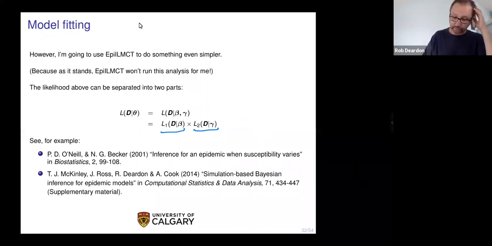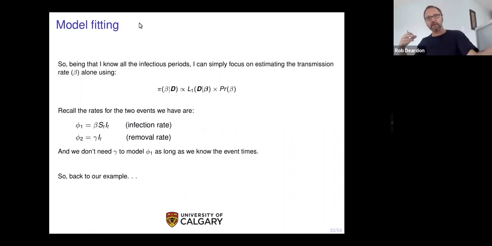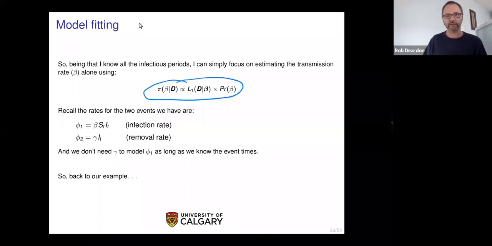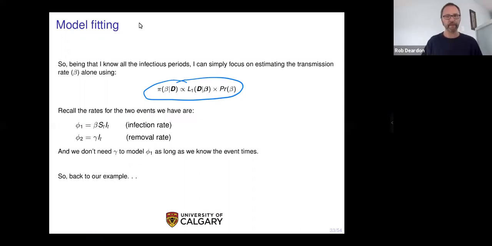So what I'm going to do using EpiILM is to separate those two analyses in two. I'll look at the transmission rate first, and then I'm going to look at the infectious period. So I'll start off by just concentrating on trying to estimate the transmission rate. In a Bayesian framework, I've got the posterior of beta, the transmission rate, which is proportional to its likelihood times the prior. And this is the analysis that I'm going to carry out based on this.